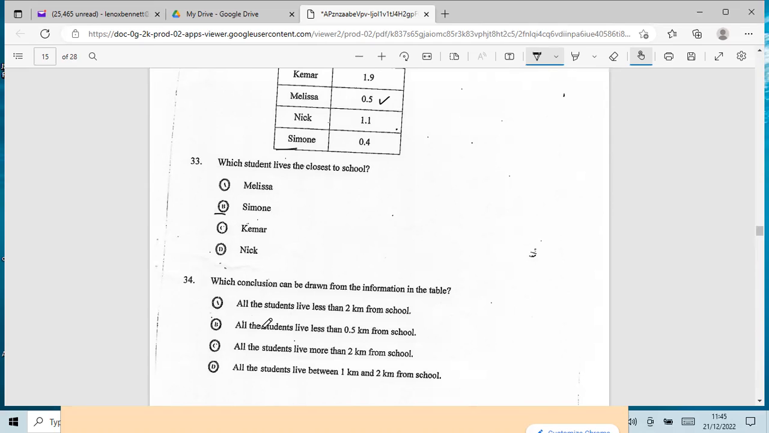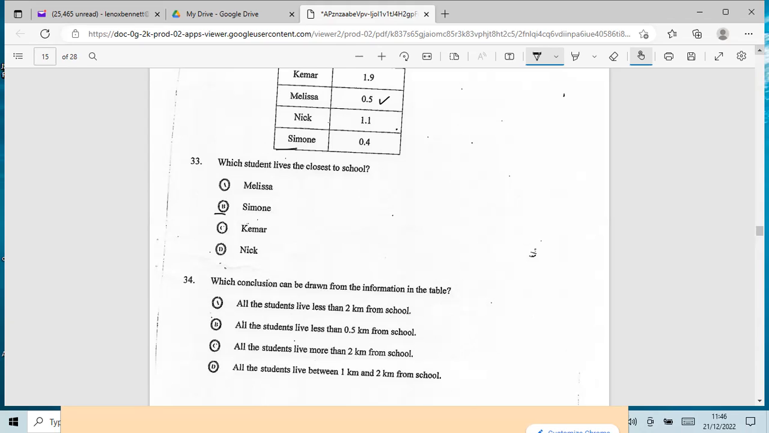All right. All the students live less than 0.5 kilometers from school. Can we draw that conclusion? No, sir. All right. C, all the students live more than 2 kilometers away from school. No, sir. So, all the students live between 1 kilometer and 2 kilometers from school.